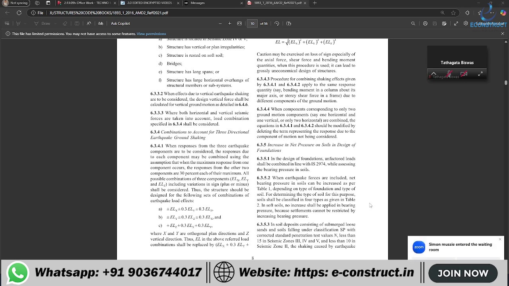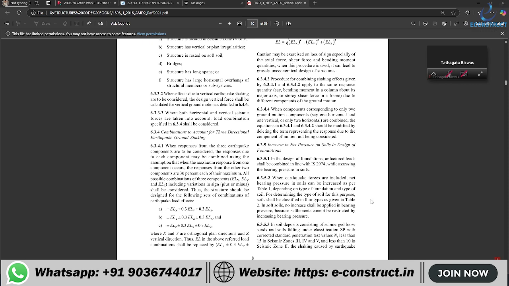6.3.5.3. Soil deposits consisting of submerged or loose sands and soils falling under the classification with corrected standard penetration test values N less than 15 in seismic zones 3, 4 and 5 and less than 10 in seismic zone 2.